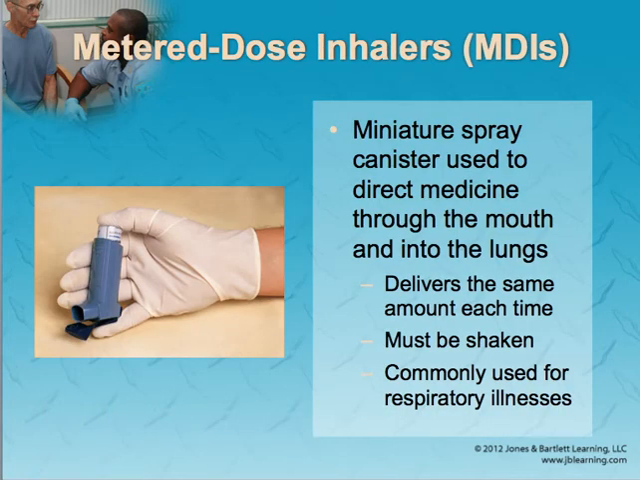Now, metered dose inhalers, this is something that as an EMT you could assist with, and here we can also utilize them as AEMTs. It's a miniature spray canister used to direct medication through the mouth into the lungs, like albuterol or Combivent or Atrovent. You're going to shake it vigorously, and you're going to give it. We'll go over the actual steps in the next chapter, but just remember, it must be shaken because some of these are actually a powder, and that powder can settle to the bottom.